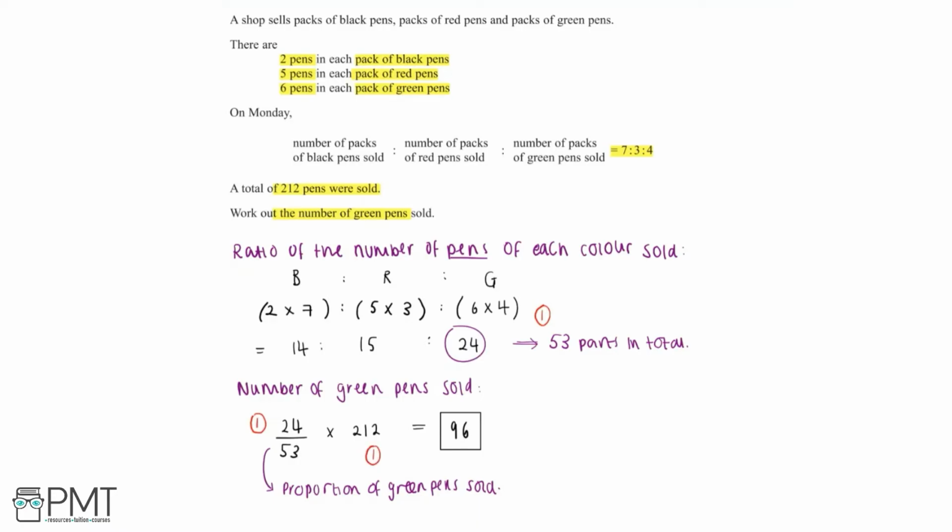And the fourth and final mark is for getting the correct final answer that the number of green pens sold is equal to 96, allowing us to achieve the full 4 marks needed in this question.